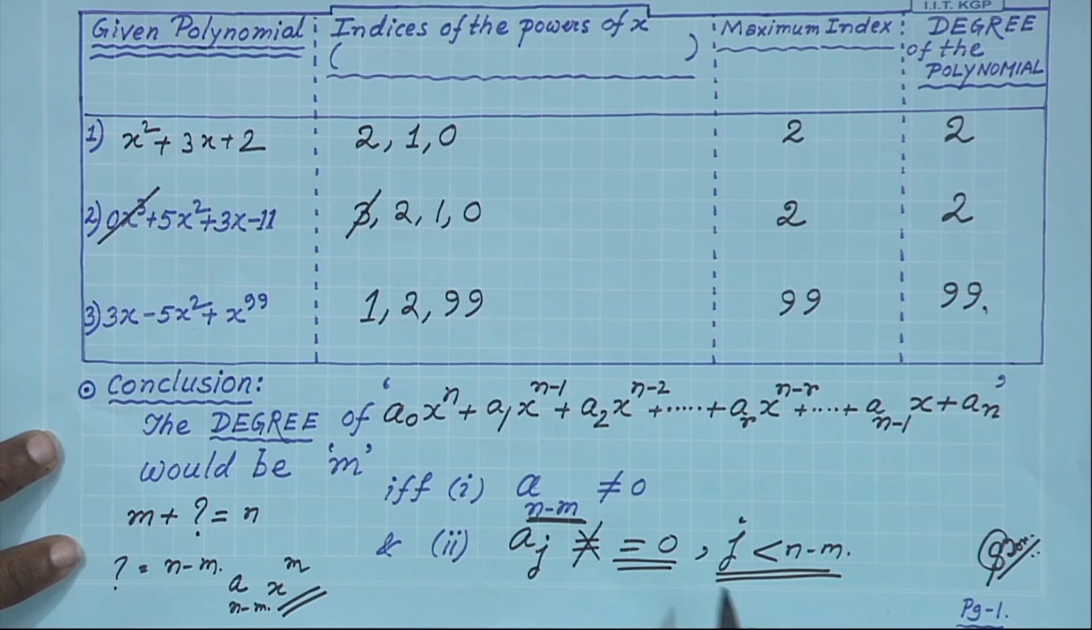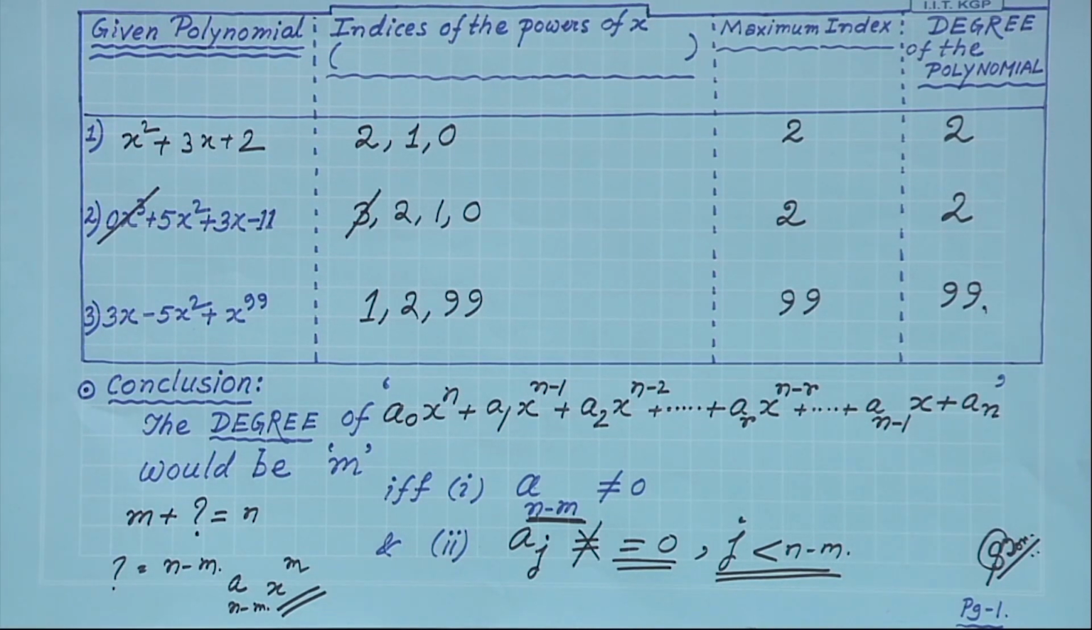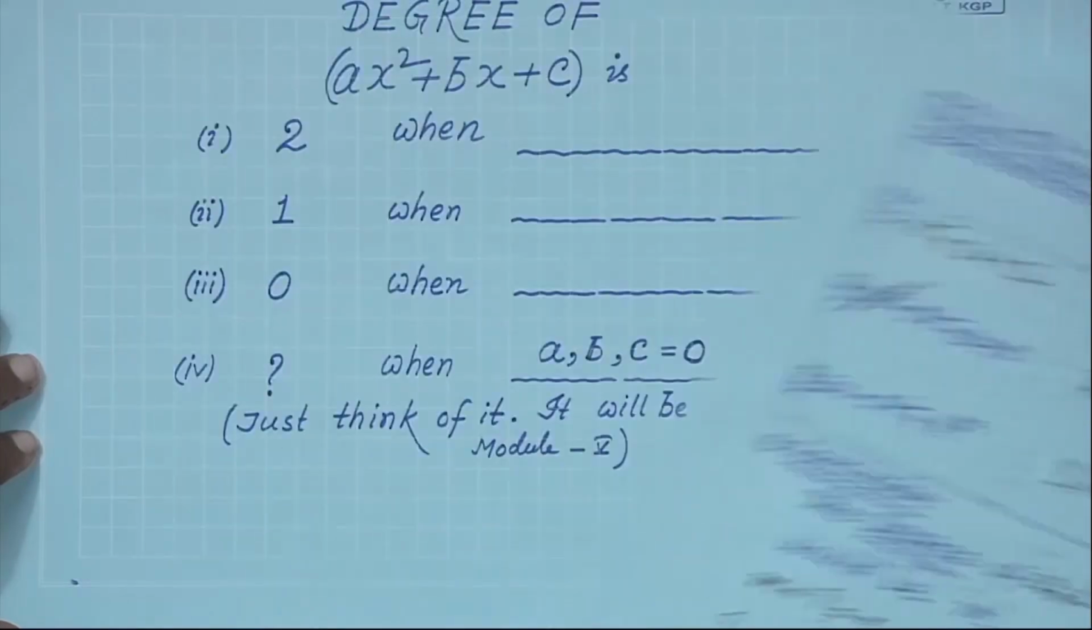Therefore, this is the set of conditions for which m will be the degree of the polynomial. The conditions are: a n minus m, that is the coefficient of x to the power m, must not be 0, and the coefficients of the terms having the index of the power greater than m must be 0. This is the general case.